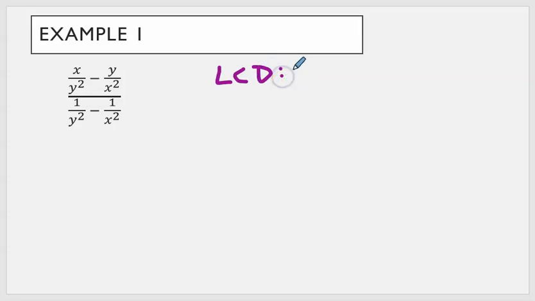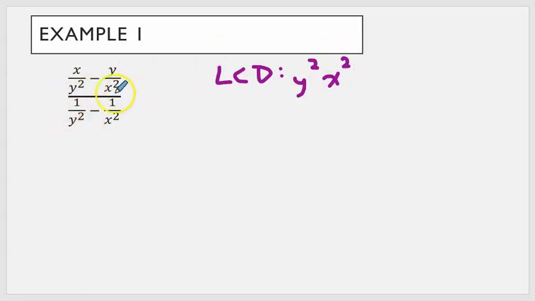The best way to identify the LCD is just to go through them one at a time. So the first fraction has a denominator of y squared in it. So the exponent does matter for these as well. Since I have the second power, I need to include that for the LCD. The next fraction I'm looking at has an x squared. So every time you see something new, just multiply those pieces together.